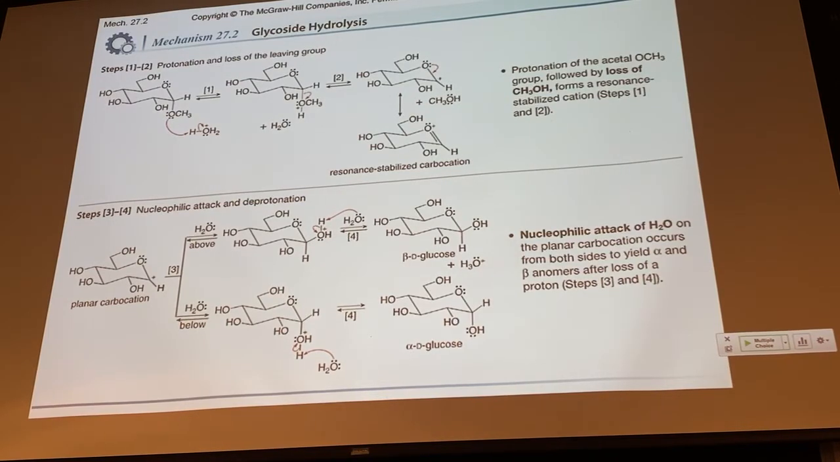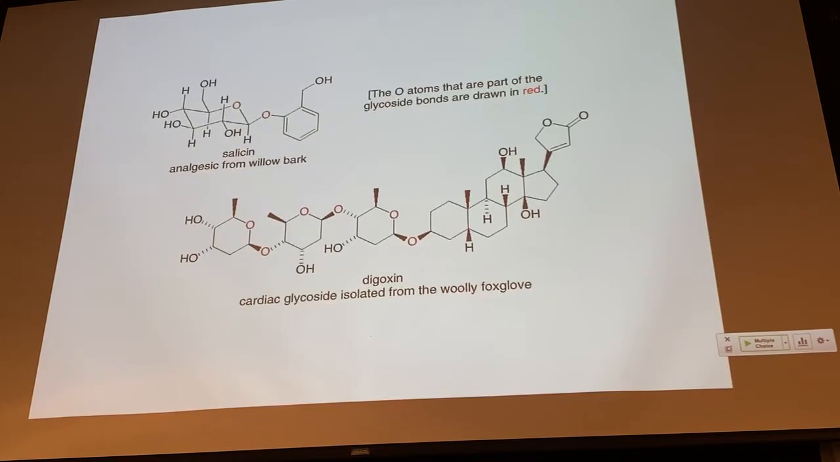So glycosides are common in nature. Here's a couple examples. Salicin is a naturally occurring painkiller present in willow bark. It was the inspiration behind the development of aspirin. We talked about that back in chapter 2, way back at the beginning of the year. Aspirin has a carboxylic acid here and an ester there and doesn't have the glycoside. But you see salicin has glucose here.